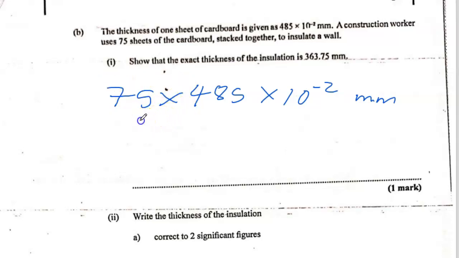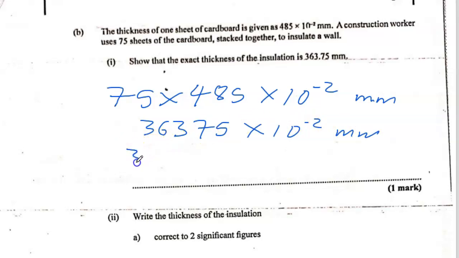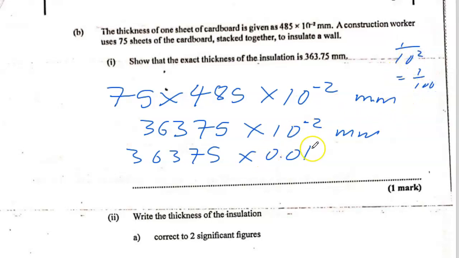We end up with 363.75 times 10 to the minus 2 millimeters. But 10 to the minus 2, that's 1 over 100. So this would be 363.75 times 0.01, because that's what 10 to the minus 2 represents, or you could say 1 over 10 squared, which is 1 over 100, which is 0.01. So this would become 363.75 millimeters.